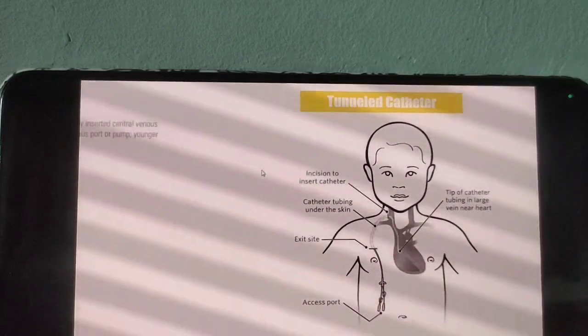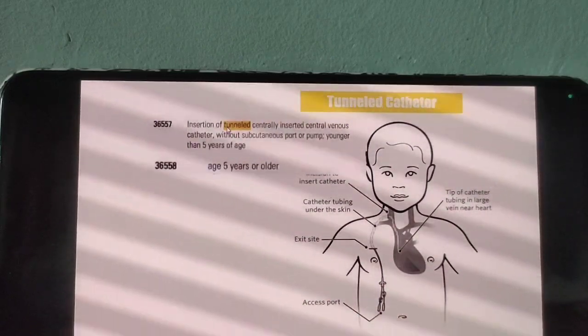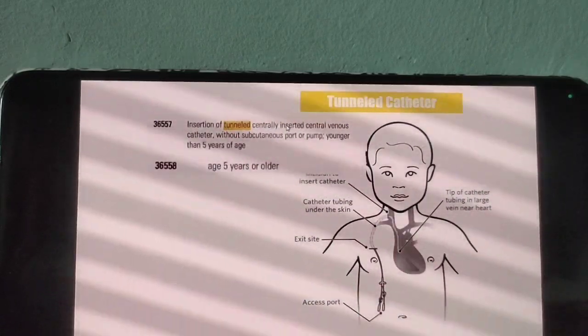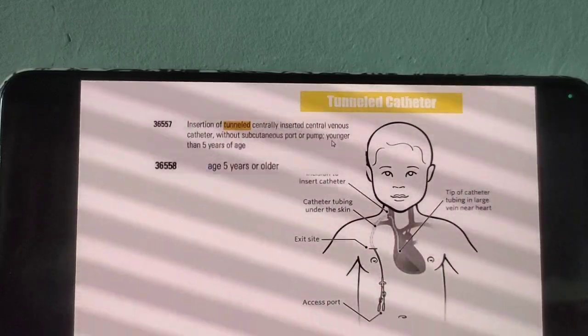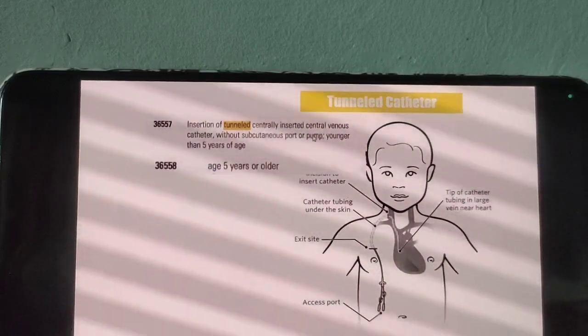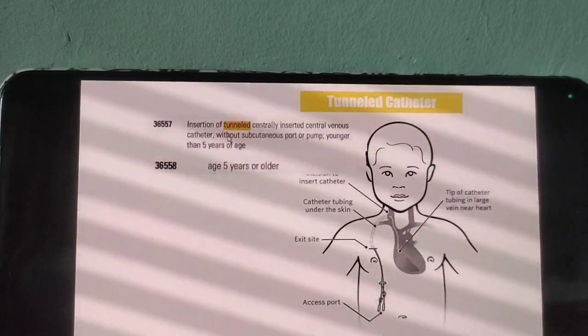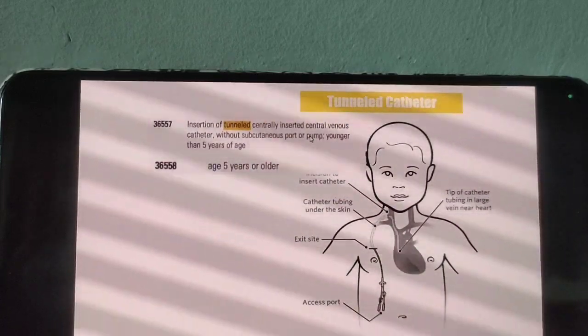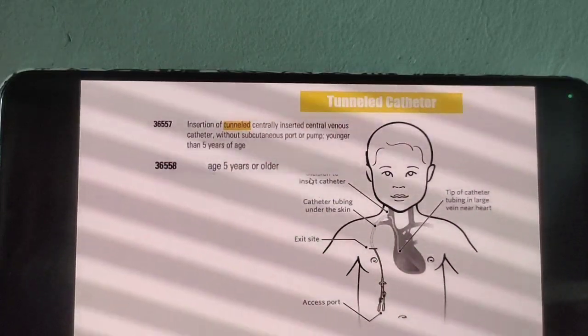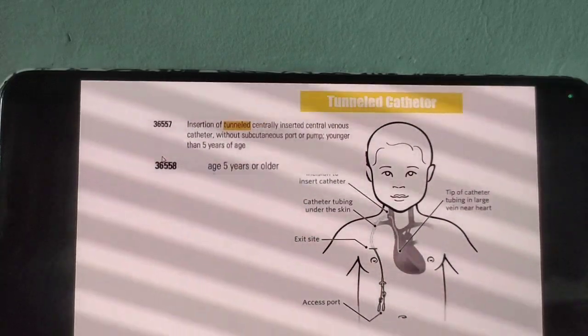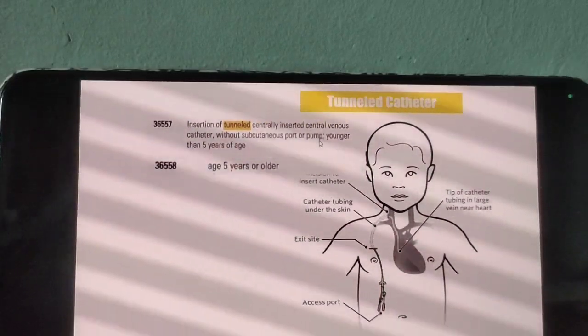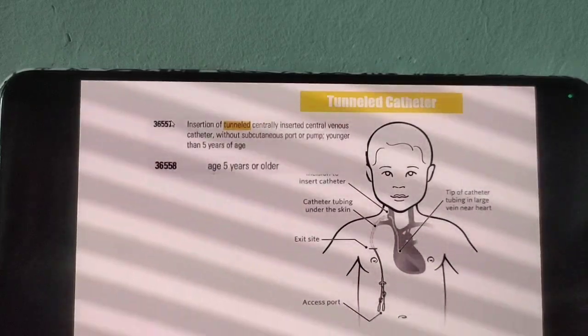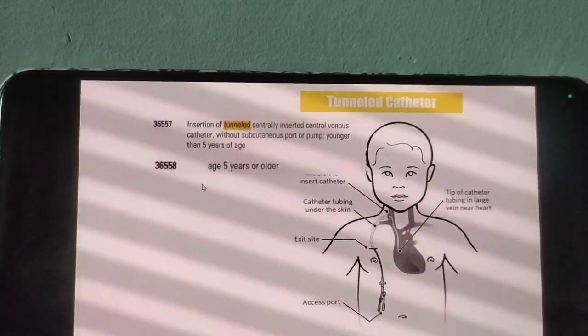Now see, these are the code sections for tunneled CICC, centrally inserted central venous catheter, without a pump or port. Underline that. Without a port or pump: younger than 5 years, 36557. Five years and older, 36558.